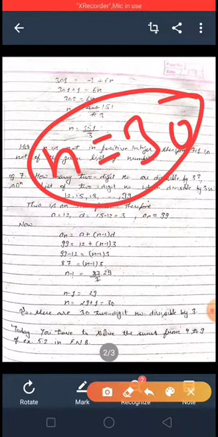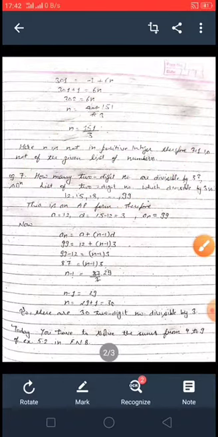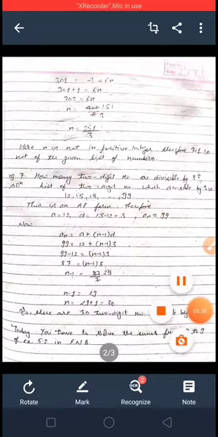That's our answer. Clear? Now today you have to solve the sums from 4 to 9 of exercise 5.2 in your fair notebook. Clear? Thank you and have a nice day to all of you.